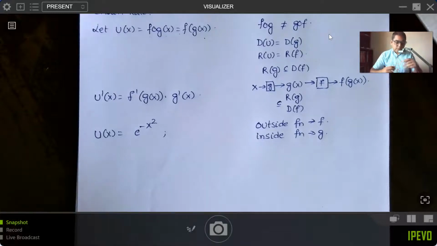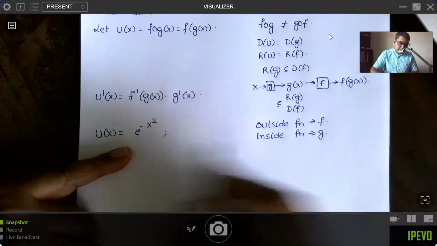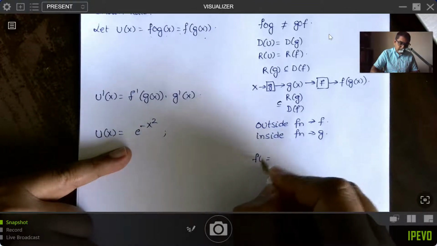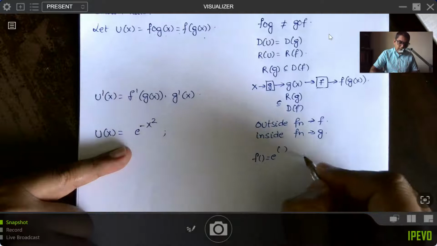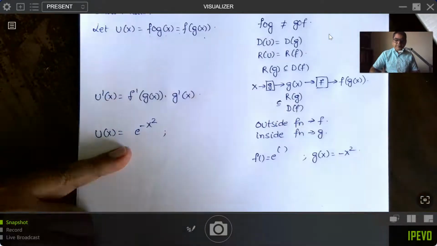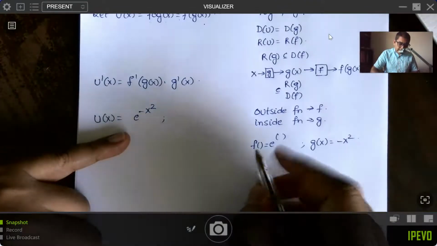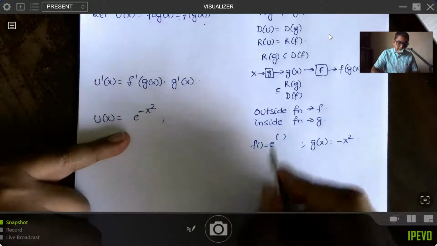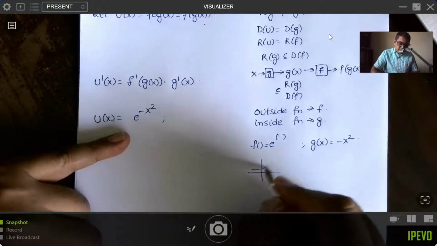So also you can realize that there are two functions here. One is the outside function f, which is nothing but the exponential function, and the other function g is nothing but negative x squared. Okay. Now the outside function is the exponential function. The rough sketch of the exponential function is like this.